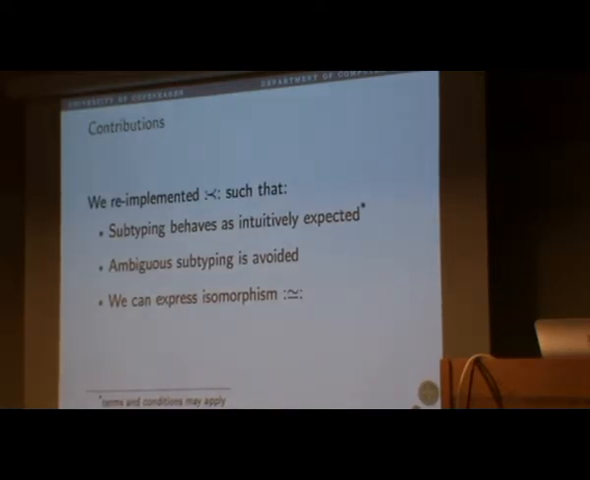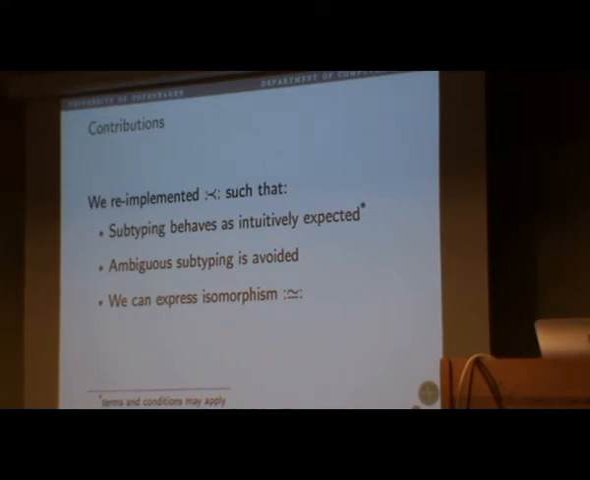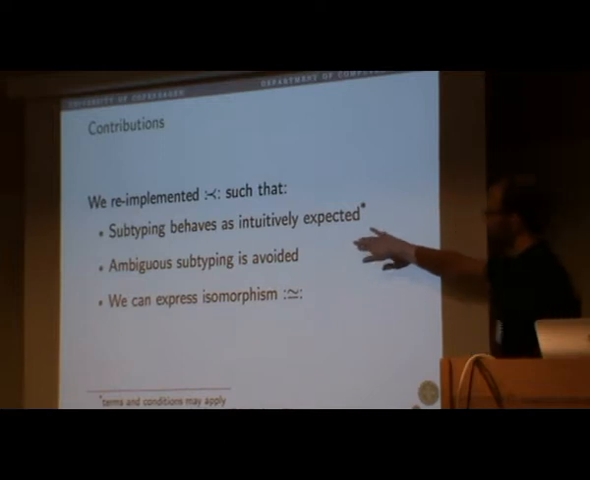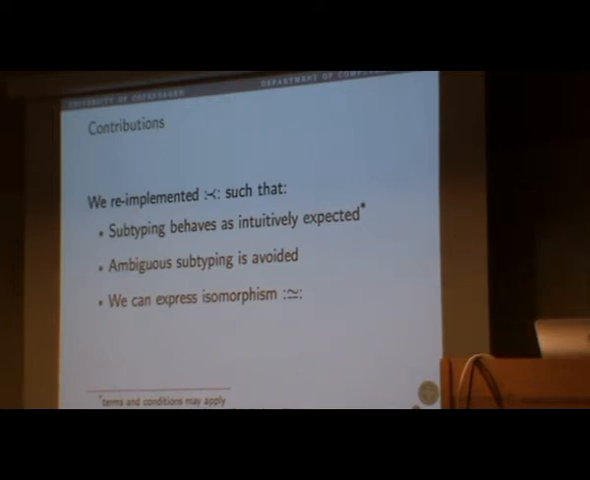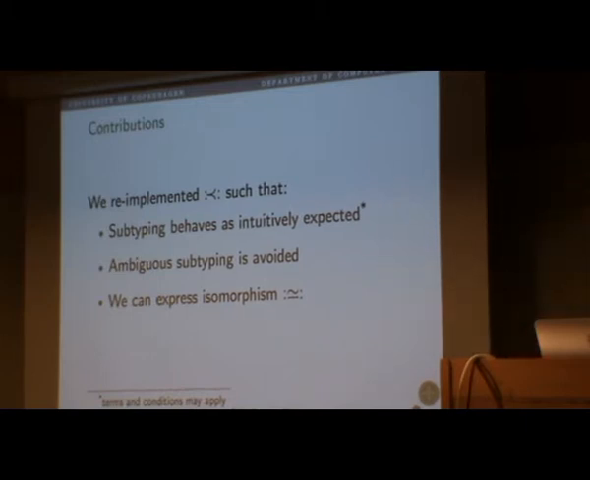So what we did is we re-implemented this subtype constraint using closed type families, so that subtyping behaves as you would intuitively expect. I'll come to that in the next slide. In particular, we want to avoid these ambiguities in the way we derive these injections. And moreover, because we are able in this way to exhaustively capture this notion of subtyping, we can use that to also express type isomorphism, which then allows us to not only compose these types, but also to decompose.